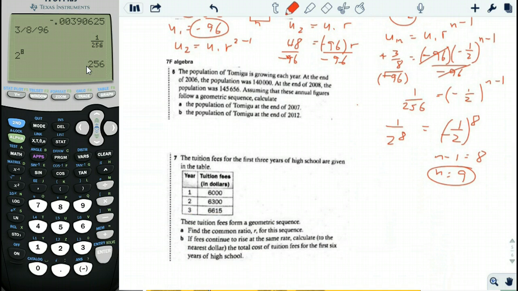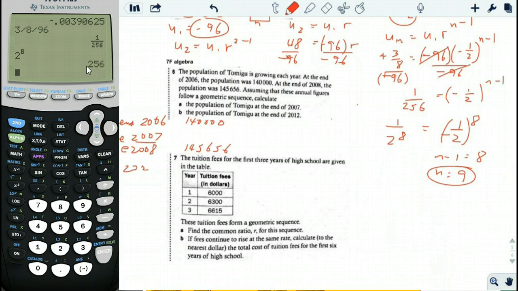The population of Tomigu is growing each year. This is a word problem, so it's better just to write everything out here. At the end of 2006, the population was 140,000. And at the end of 2007, the population was, we're not sure. At the end of 2008, the population was 145,656. Assuming these annual figures follow a geometric sequence, calculate the population at the end of 2007 and the end of 2012.